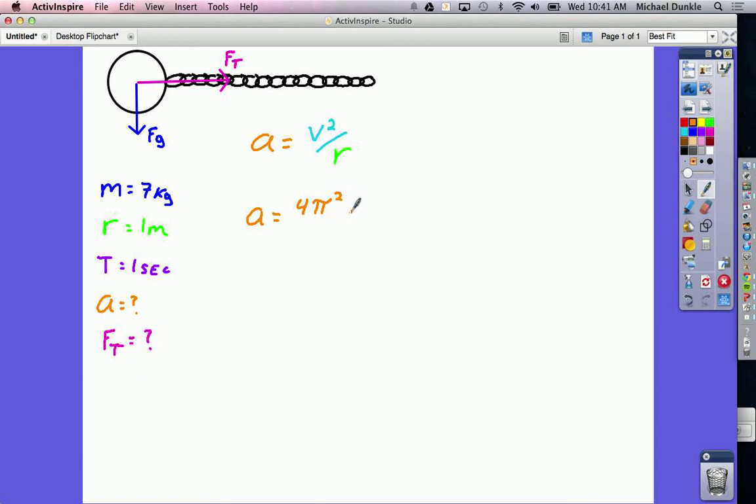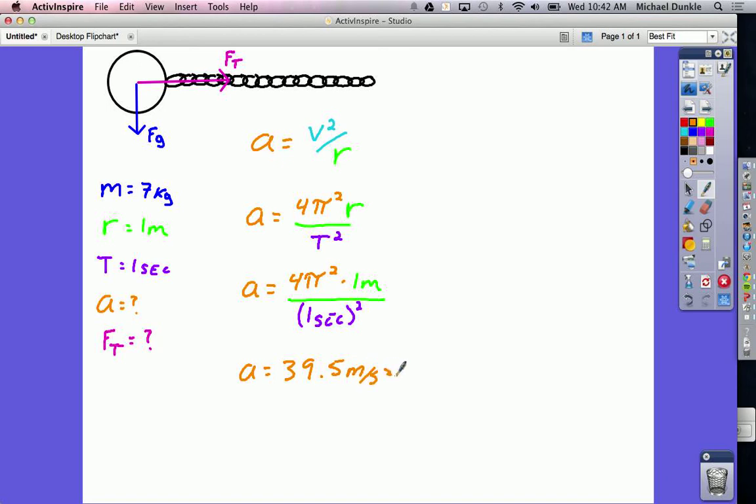There is an r in the top, and that's going to be squared, but that's going to cancel with the one that was in the bottom. So we just have a regular r there. And then the time in the bottom is squared. We can plug in our numbers and solve. We have 4 pi squared times 1 meter, all over 1 second, and that is squared. And when we plug that into our calculator, we would get an acceleration of roughly 39.5 meters per second squared. So that's one of our answers.